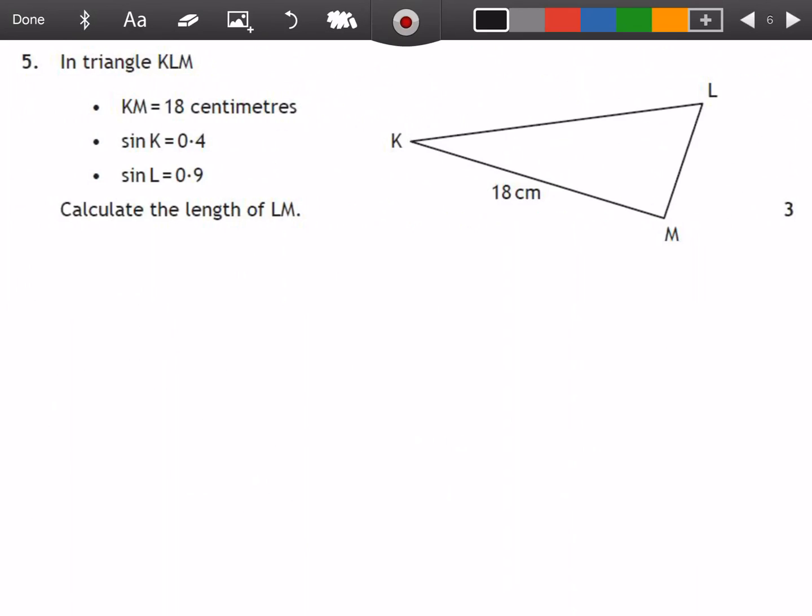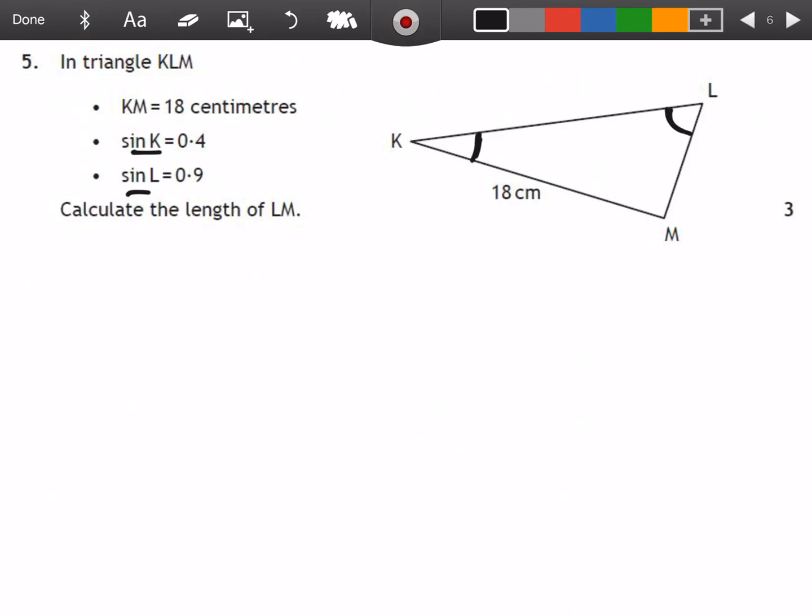Number 5. Right, okay, here we are. So we've got KM, it's 18, sine K. They're mentioning sine. What involves sine? Sine and cosine. That's our trig formulas. Something to do with trig. So we're told what sine K is, we know this. Sine L is something to do with this angle here. When they write sine L and sine K, that's to do with the angles.